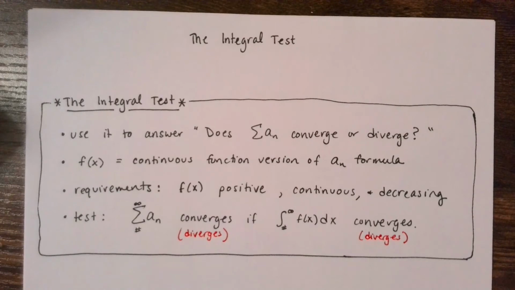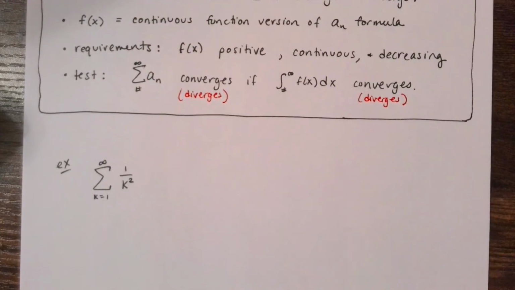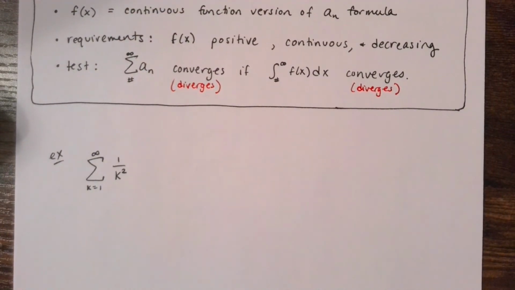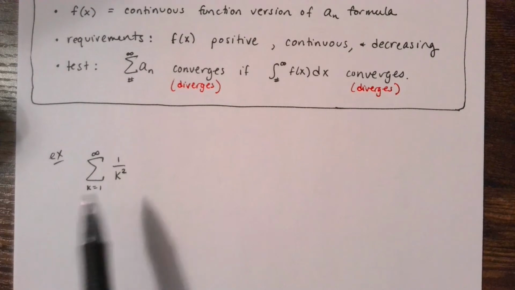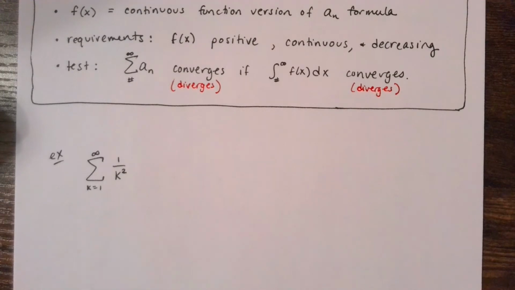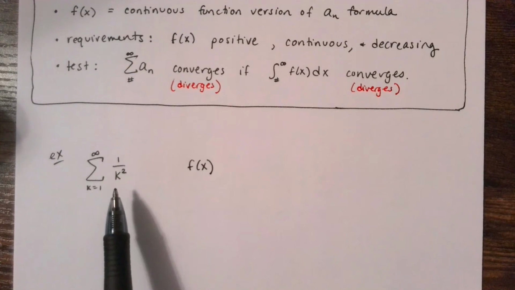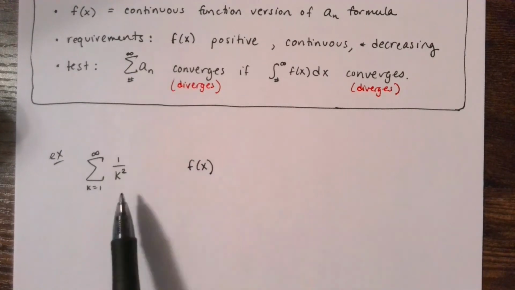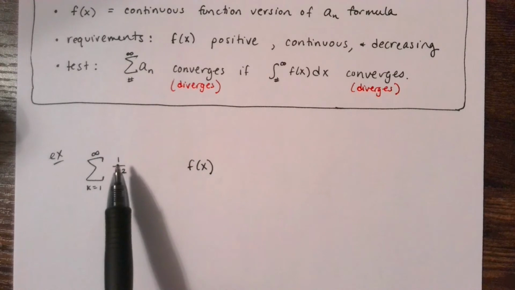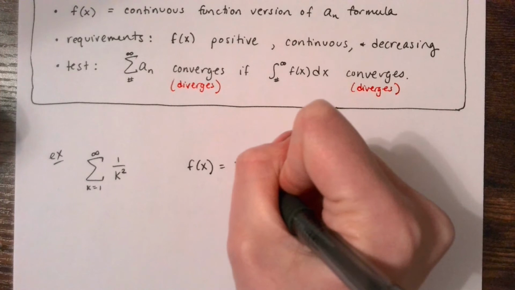Okay, so let's see this thing in action. It's a lot to keep track of, but in practice, it's a little bit more straightforward than it might seem. The series that I've chosen for this is very intentional. We have the sum from k equals 1 to infinity of 1 over k squared. The first thing we want to do is decide what the f of x is here. f of x is the function version of this formula. Here I have a k instead of an n, but all the rules are the same. So instead of 1 over k squared, my f of x will be 1 over x squared.